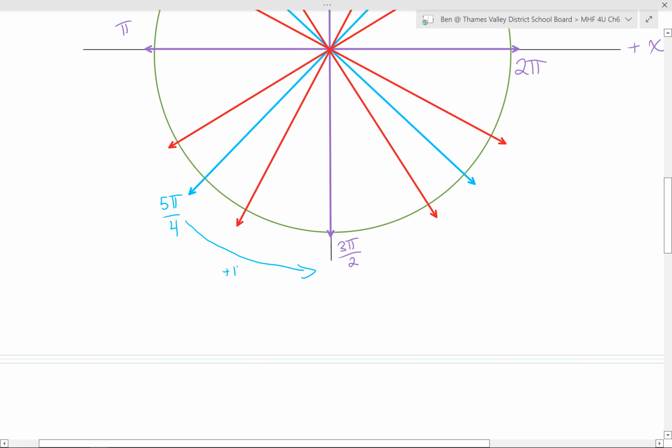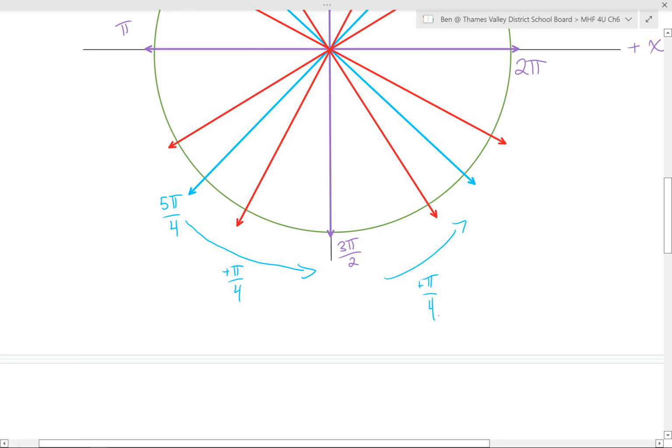So this is like I'm adding pi over 4. Okay, well, adding pi over 4 to that brings me to 3 pi over 2. It brings me to 6 pi over 4, which reduces to 3 pi over 2. And then I can add another pi over 4 to 3 pi over 2.